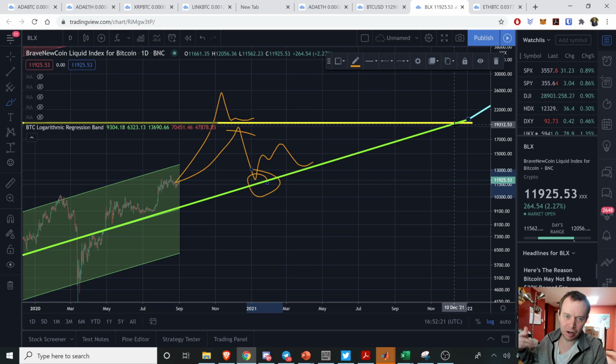So again, we're really not in parabolic territory for Bitcoin. We're not in that. And when I say parabolic territory, I mean we're not in parabolic territory of going to like 50K, 100K by 2021. We're just not.